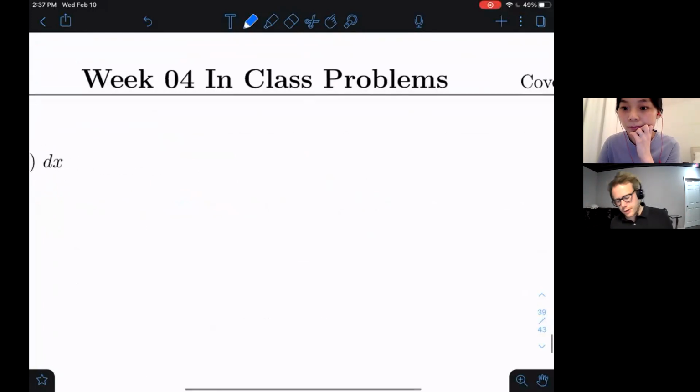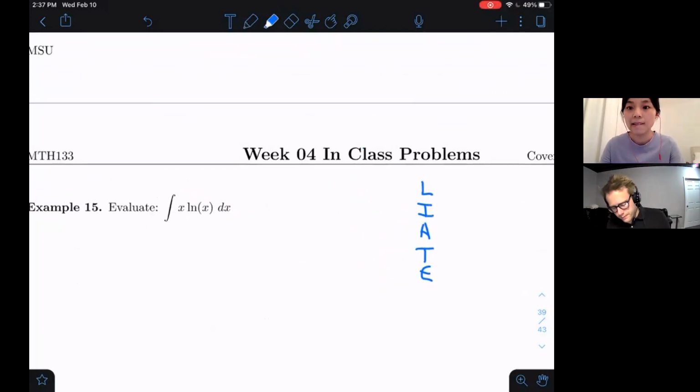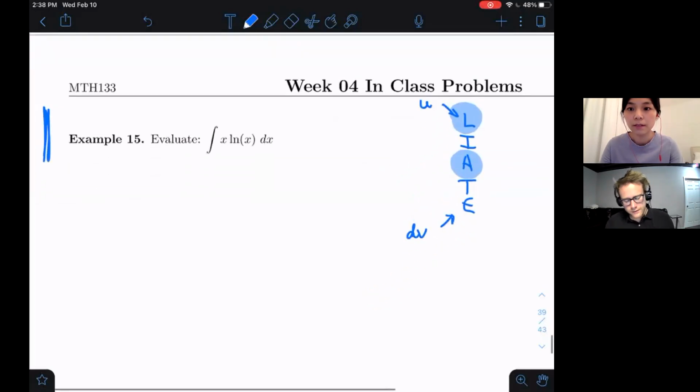So again, if you remember the layout, there we go. In this case, we have a logarithm and an algebraic, so two things that are fairly high up here. Remember, near the top, this is things that you want to take derivatives of. And near the bottom, this is stuff that you would want to integrate. So you'd want to set that to your dv because you'll integrate it to find v. So we'll go ahead and give this one a go.